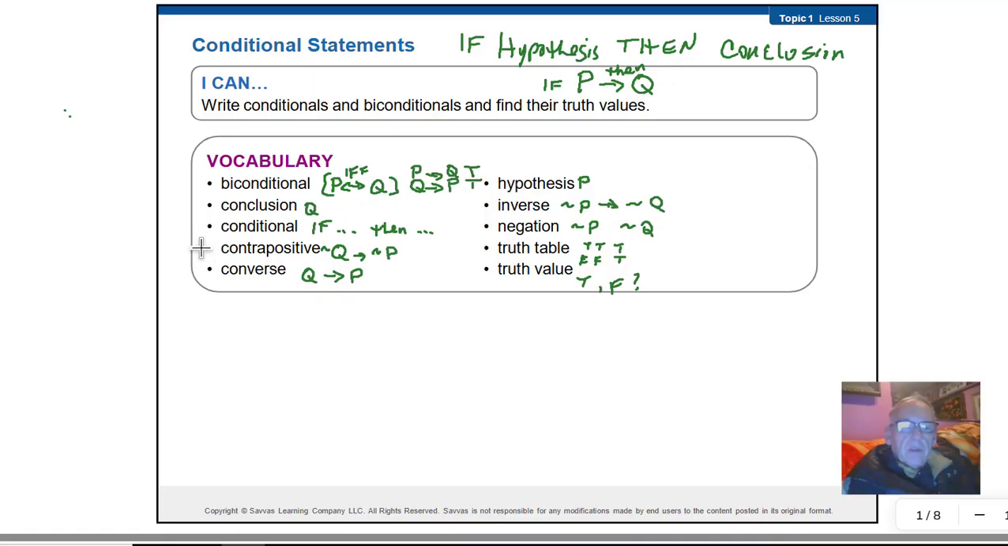So out of these, the contrapositive pattern you're going to need to learn, the converse pattern you're going to need to learn, the inverse pattern you're going to need to know, and also the biconditional pattern are all ones you're going to need to know. So you have to learn these patterns. Okay, let's move on.